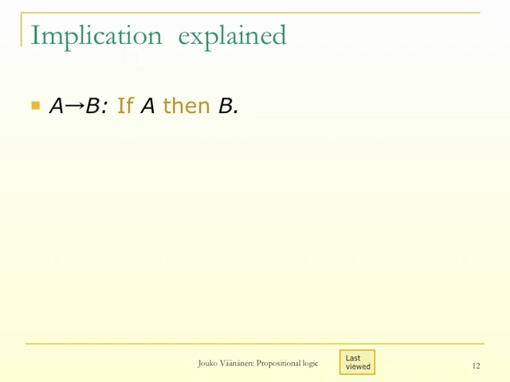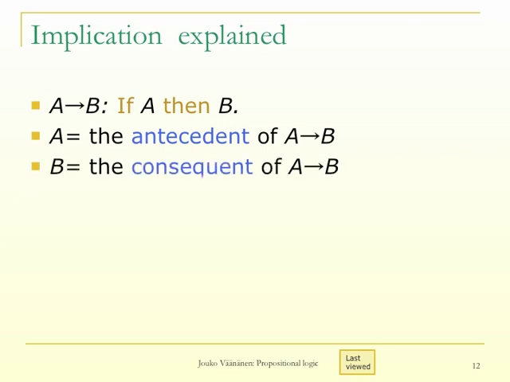The implication from A to B, denoted A arrow B, says intuitively that if A, then B. Note that this says nothing about B in the case that A is false. A is called the antecedent or hypothesis of A arrow B. B is called the consequent or conclusion of A arrow B.